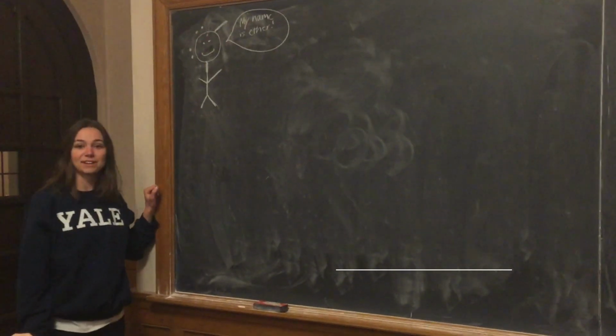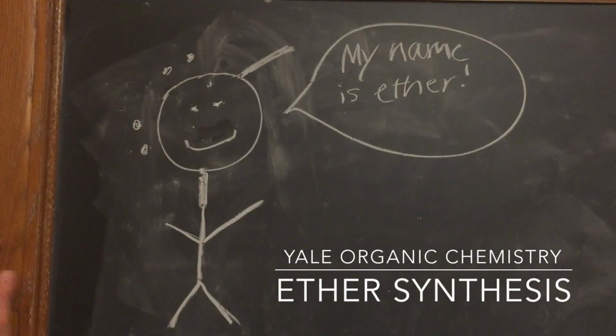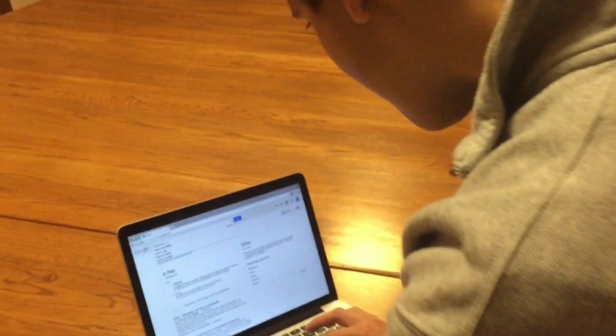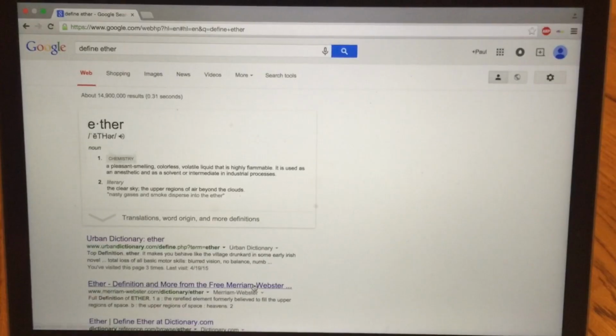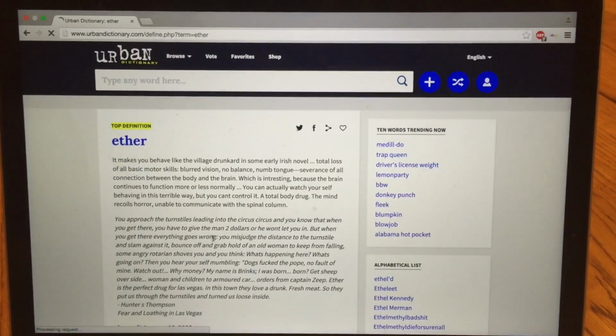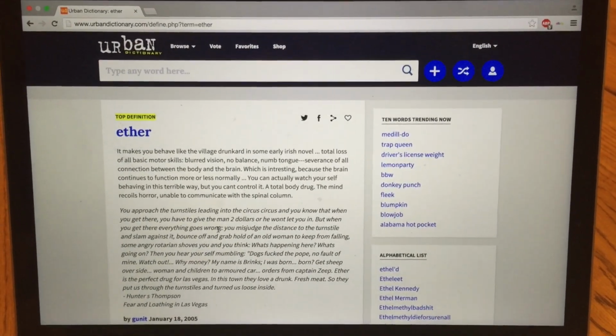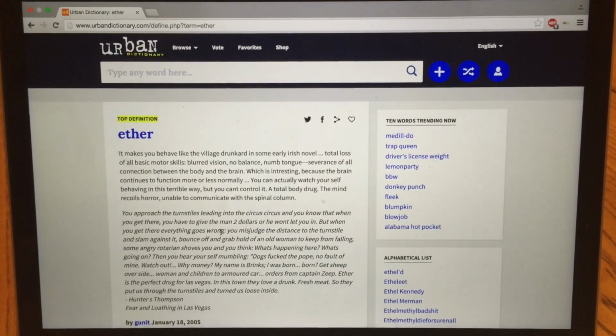Hi everyone, today we're going to be making our friend Ether here. What exactly is an ether? Ether. It makes you behave like the village drunkard in some early Irish novel. That's not what an ether is.